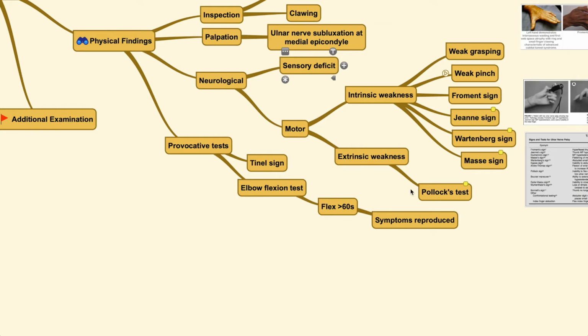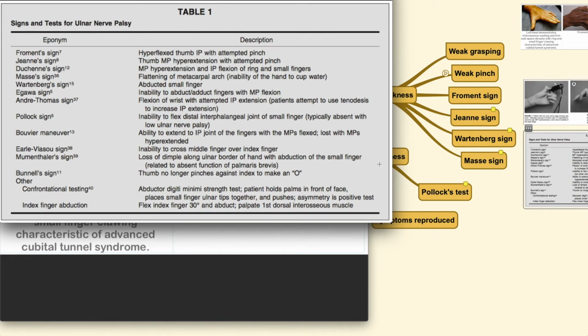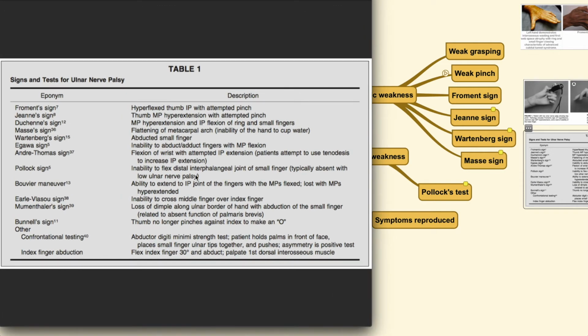One of the tests that I really like to do is the Pollock's test. For the Pollock's test, we basically ask the patient to flex the distal interphalangeal joint of the small finger, and the inability to do so is usually associated with a low ulnar nerve palsy. You should remember that while you want to test the distal interphalangeal joint, you need to fixate their proximal interphalangeal joint, or else other types of muscle would be activated.